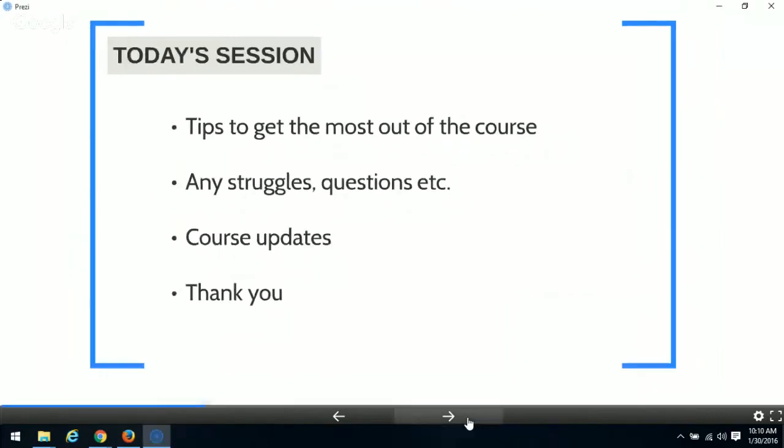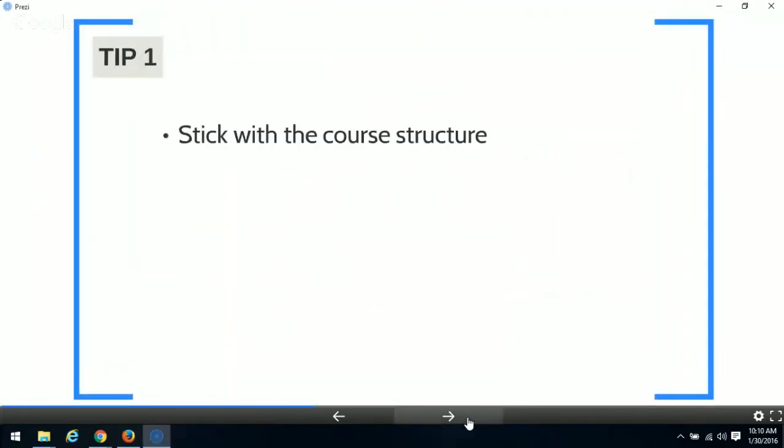All right, so let's get into it. Getting the most out of the course, right? What I mean by that is, very clearly, not finishing the videos end to end. It is basically understanding the concepts thoroughly and moving forward. Okay, so tip number one is stick with the course structure.